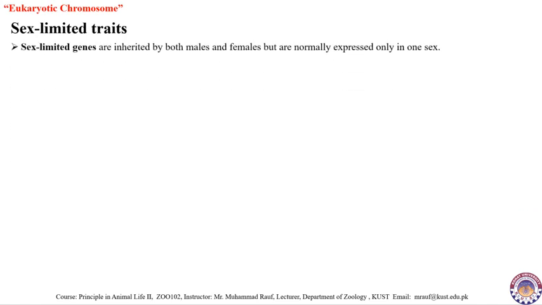Sex-limited traits. Sex-limited traits are inherited by both male and female, but are normally expressed only in one sex. Now, if we differentiate sex-limited traits from sex-influenced traits: sex-influenced traits are usually present both in male and female, but they are expressed to varying degrees in both sexes. And sex-limited traits are inherited both by male and female, but they are present only in one sex.